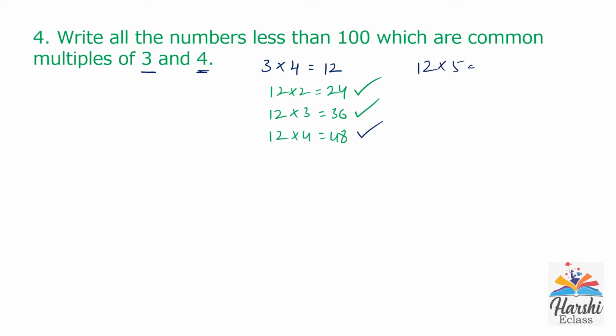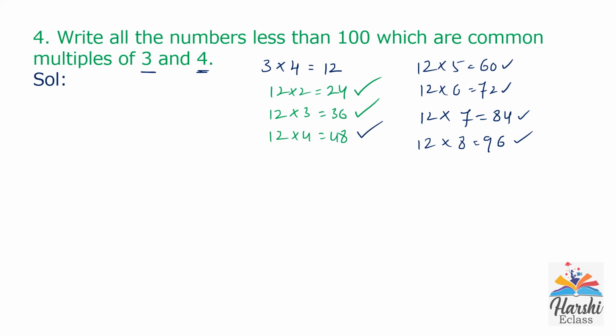12 fours are 48. 48 is the fourth common multiple. 12 fives are 60. 12 sixes are 72. 12 sevens are 84. 12 eights are 96. These are the common multiples of 3 and 4 which are less than 100: 12, 24, 36, 48, 60, 72, 84 and 96.